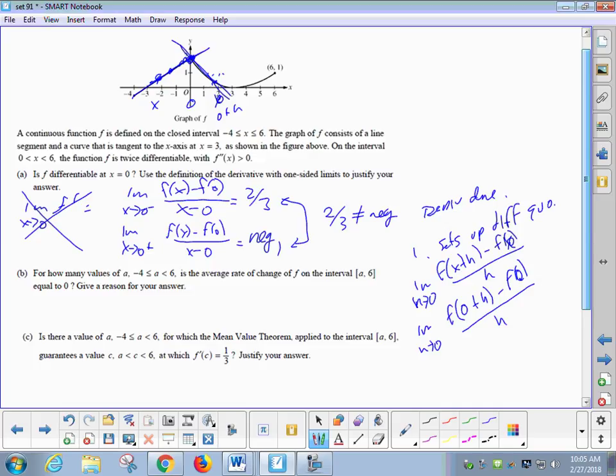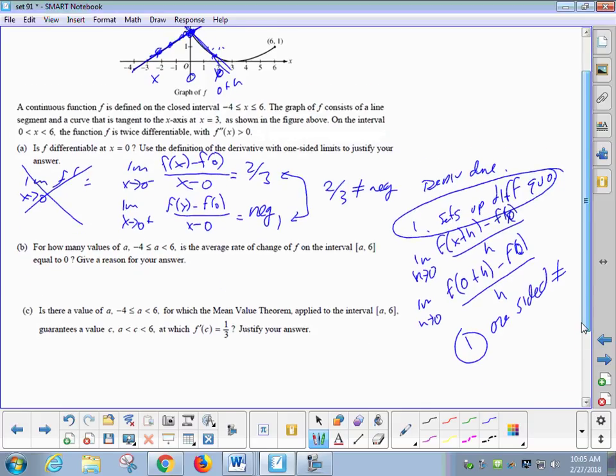So 1 point was for setting up the difference quotient. 1 point was for finding the one-sided limits and concluding the derivative doesn't exist because they're different. So one-sided, not the same. Okay. If you didn't do A, then you were out of B. You couldn't get that second point if you didn't do difference quotients.